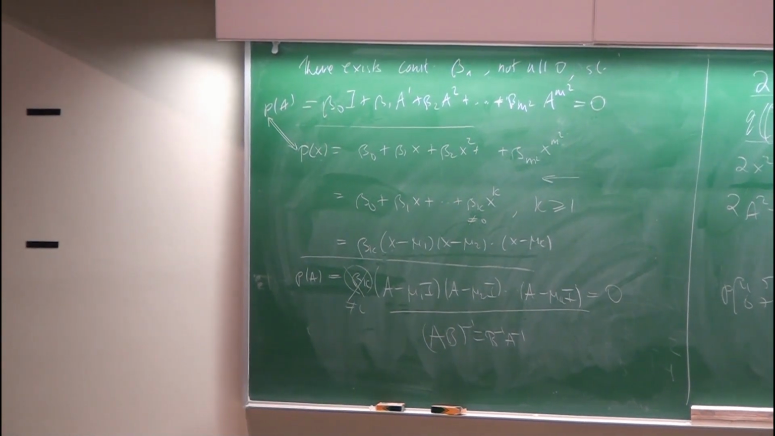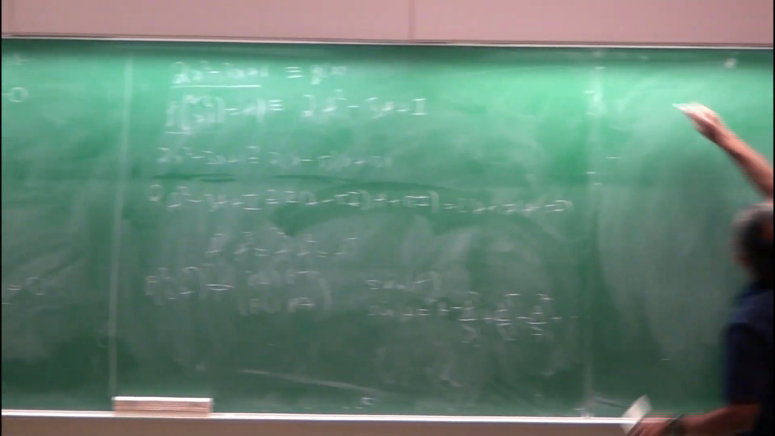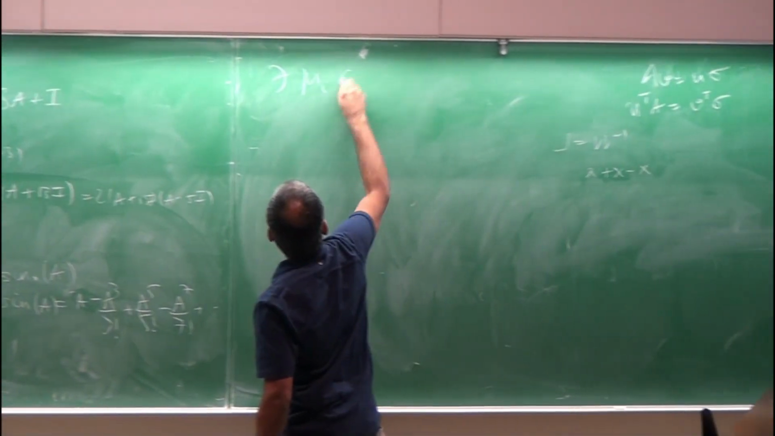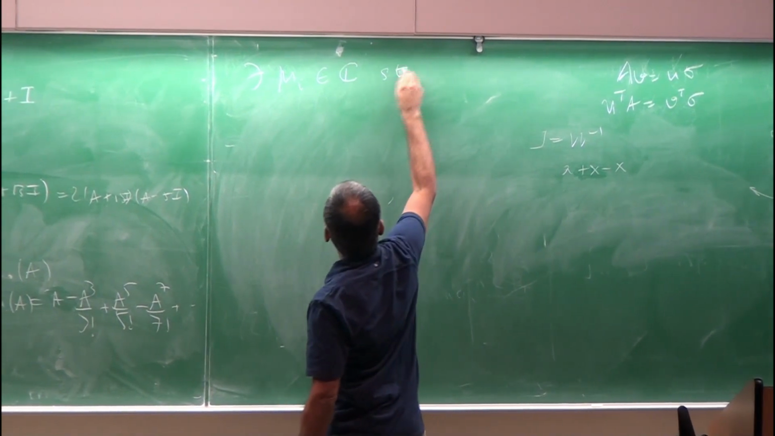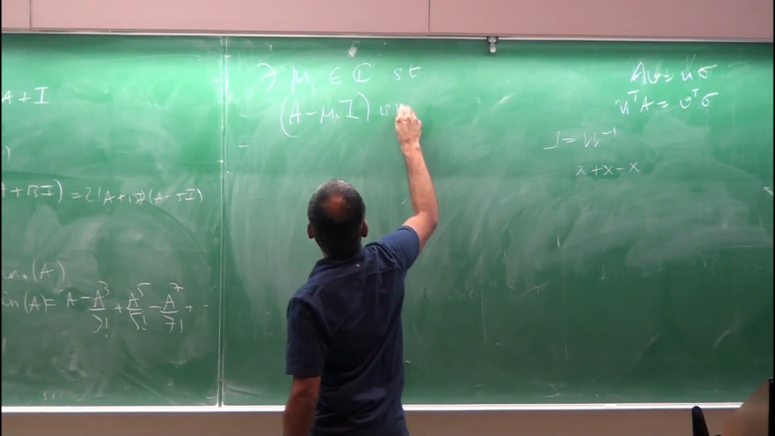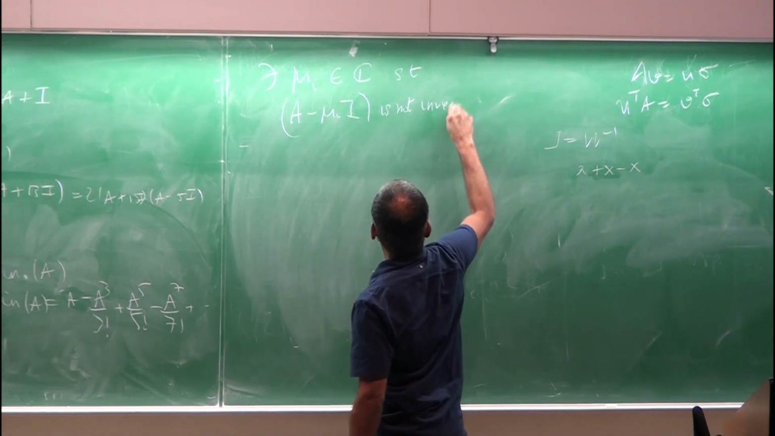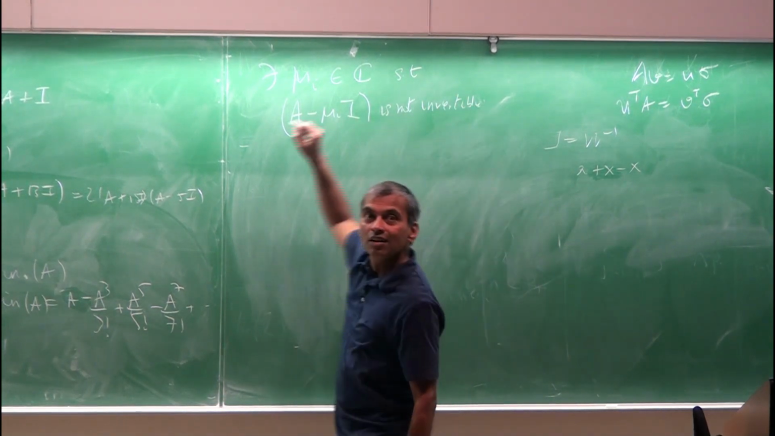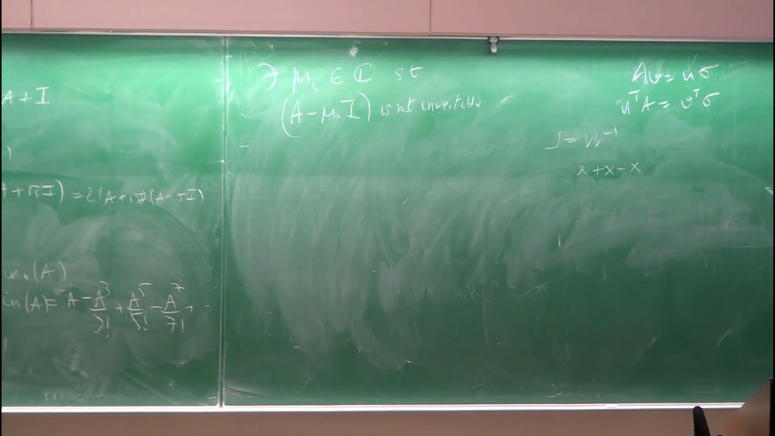So we've shown there exists some number, so there exists a mu in the complex plane such that A minus mu I is not invertible. Right? Of course, you could have actually found it.